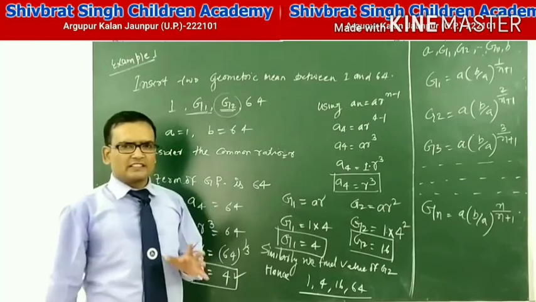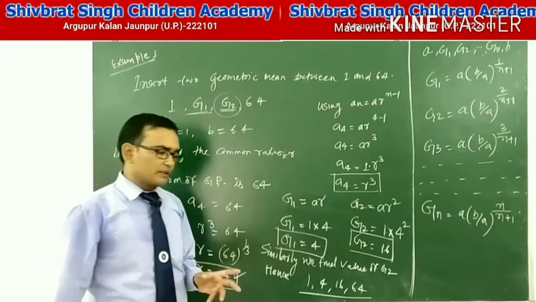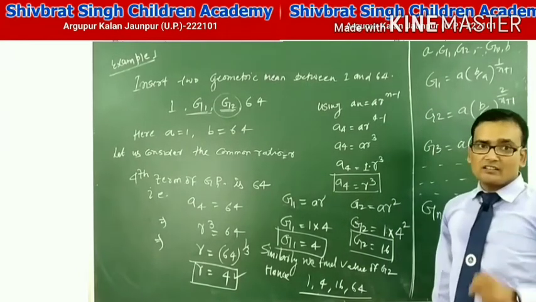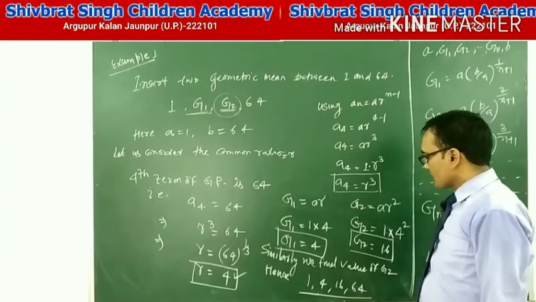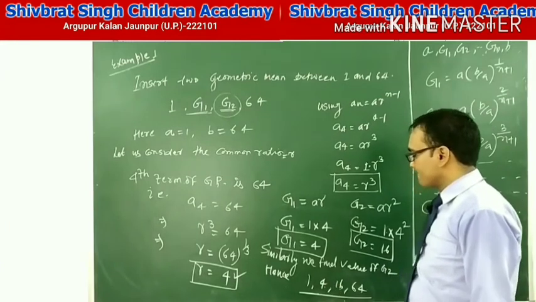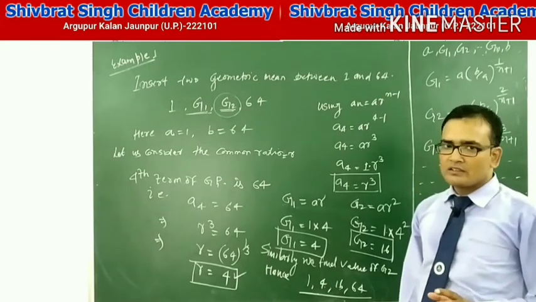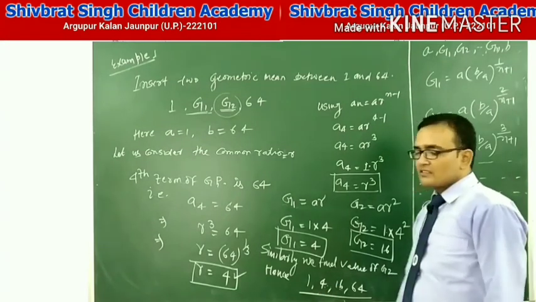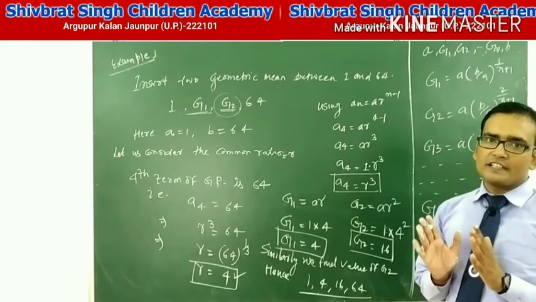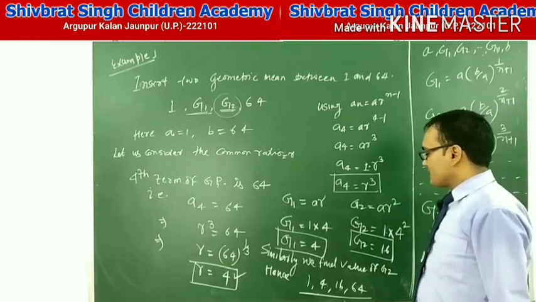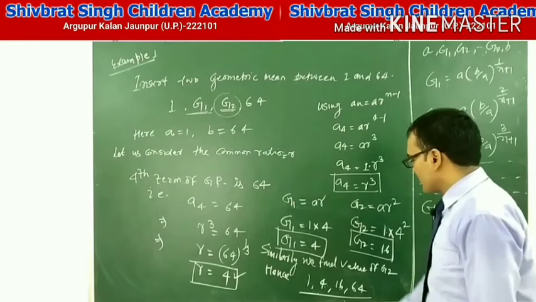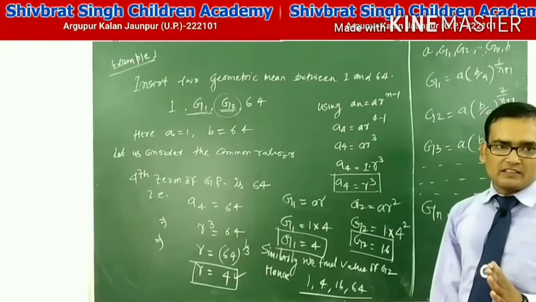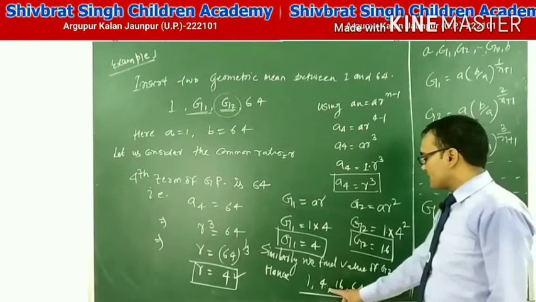Check whether your answer is right or wrong. Why are you checking your answer? We check that 4 and 16 are numbers between 1 and 64. Yes, 4 and 16 are numbers between 1 and 64. Next, and importantly, you check whether 1, 4, 16 and 64 is a GP or not.